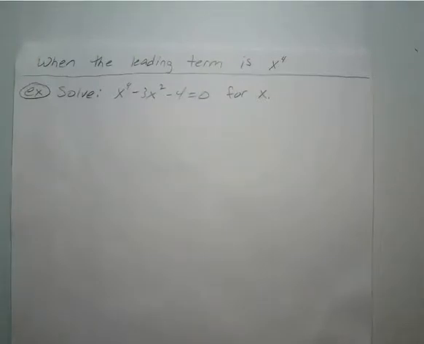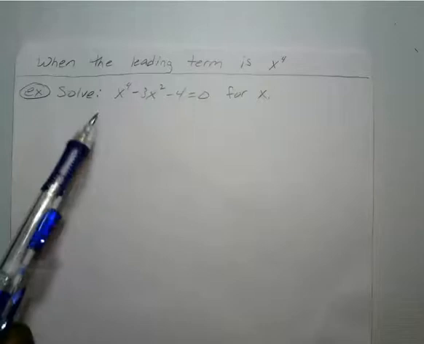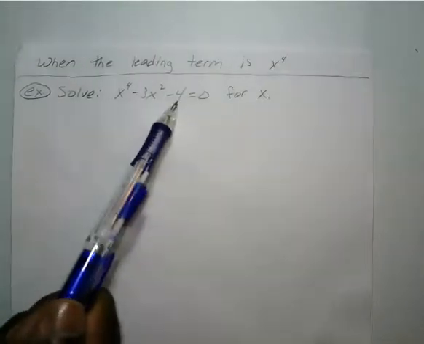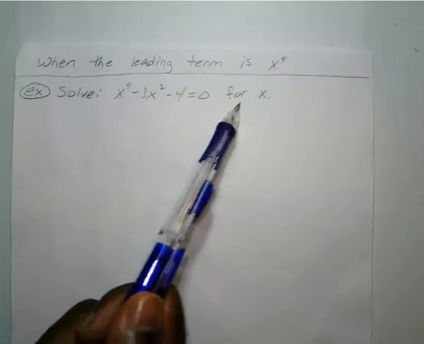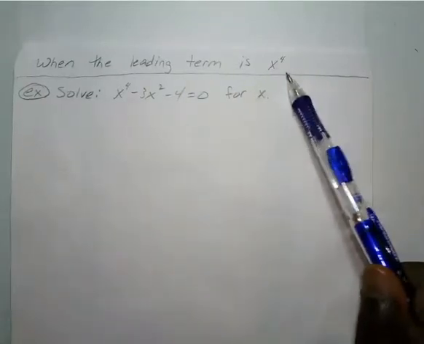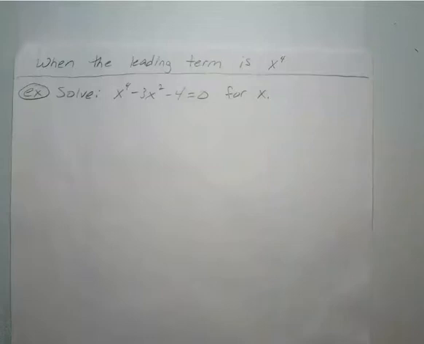Now we're going to look at the example of solving x to the 4th power minus 3x squared minus 4 equals 0 for the variable x. This is when your leading term is x to the 4th power. You can also use this when it's x to the 6th power, x to the 8th power, any even exponent. This method will also work.